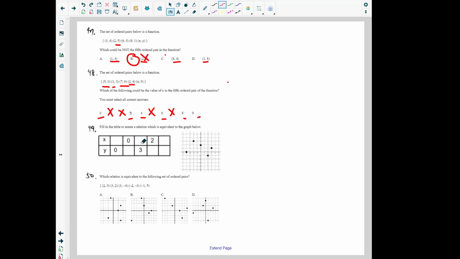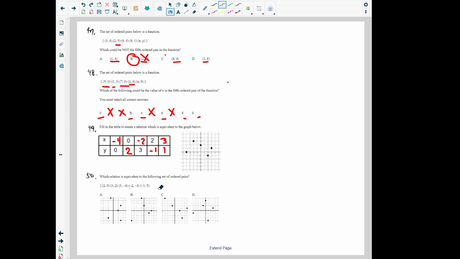Fill in the table to create a relation which is equivalent to the graph below. Okay, so a y value of 0, and that looks like 1, 2, 3, -4 in the x direction. 0 of x would produce a 2 in the y direction. Who has a y value of 3? This point, he's -2. At x equals 2, there's a -1 y value, and this last point here is 3, 1.